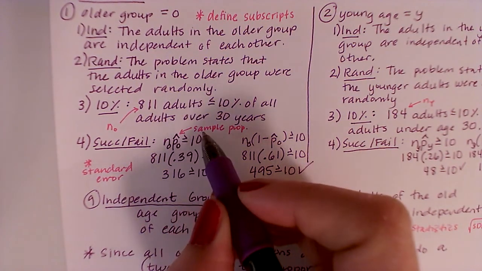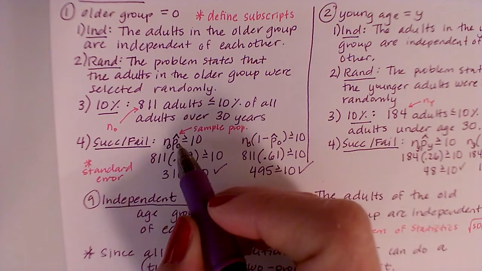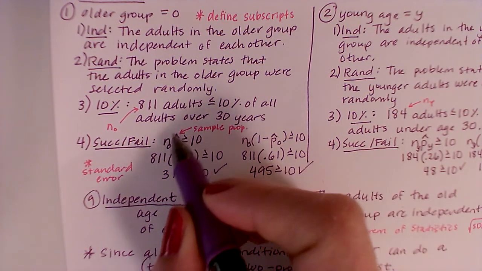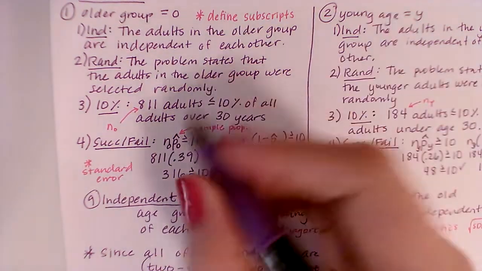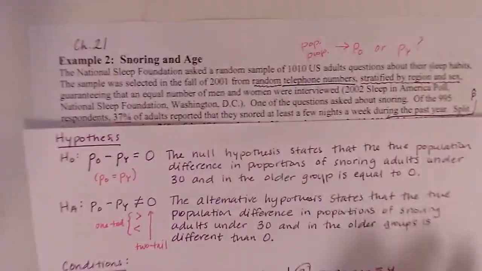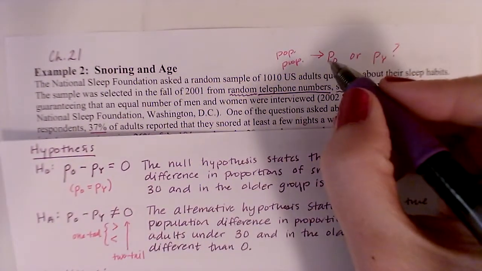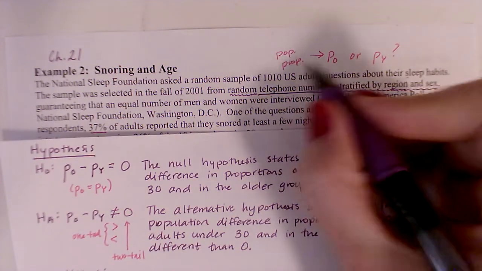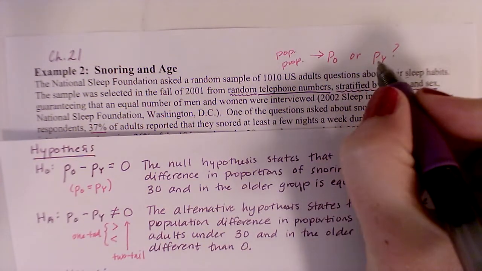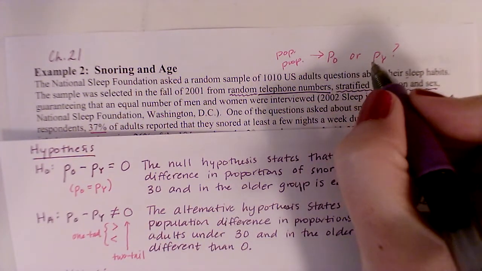p-hat_O is the sample proportion of older people that snore. Why am I using this instead of just np? Sometimes I just use p here. Well, the problem is that usually we would use p if it was given to us. p_O would represent the population proportion for older people. p_Y would be the population proportion for younger people.